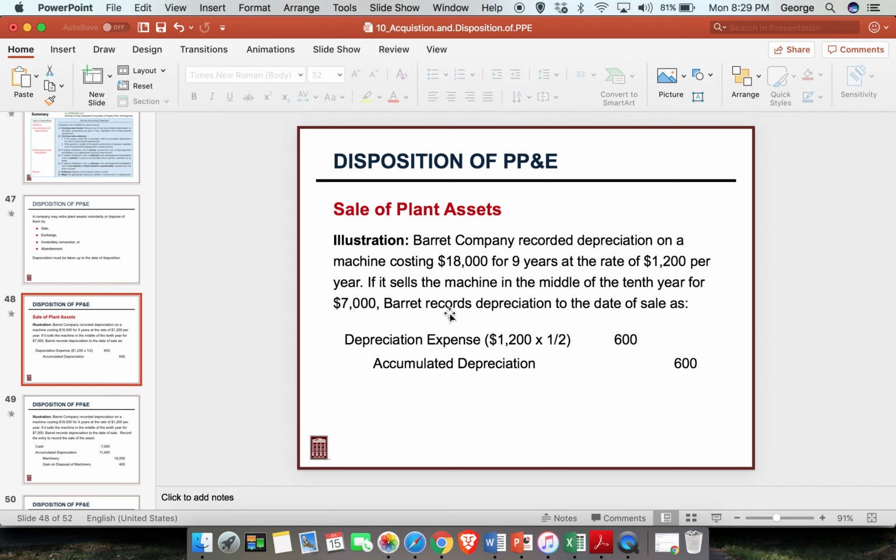So first of all, we record depreciation to the date of sale. We debit depreciation expense for $600 and credit accumulated depreciation for $600. So $1,200 a year is the depreciation, and this was for half a year. So you go ahead and report that depreciation expense for those 6 months.